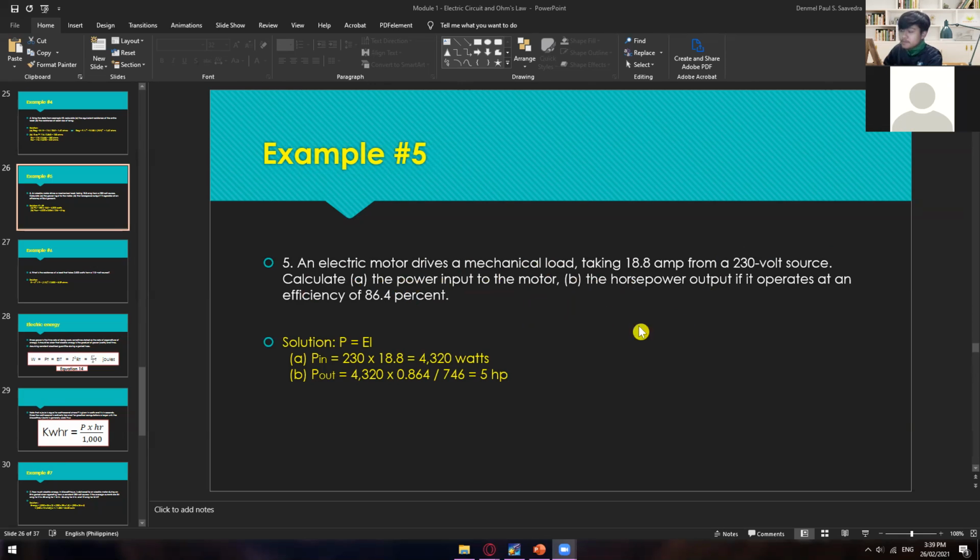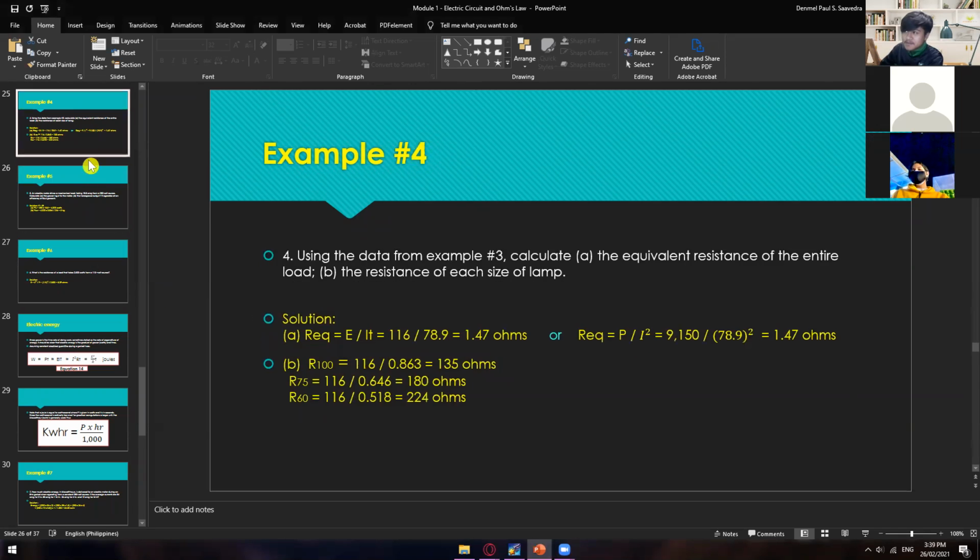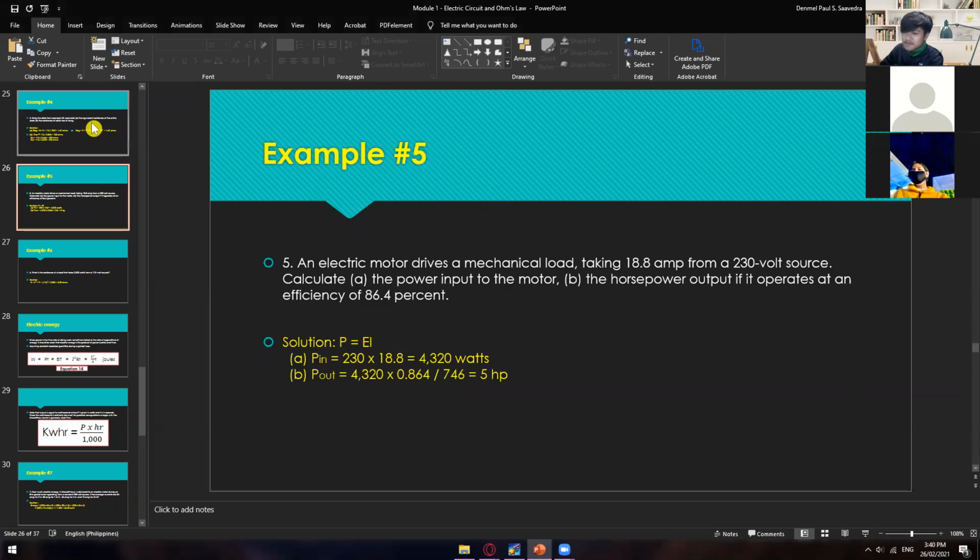All right, so this is where we stopped last meeting, right? Can you guys still recall, or did you already forget? Where did we stop last meeting? I think we stopped at power, 5 HP. All right, so Mr. Follower was really paying attention, so very good for you.